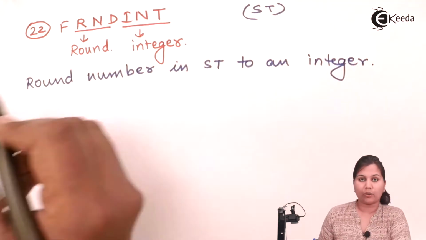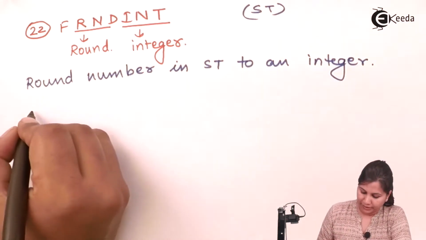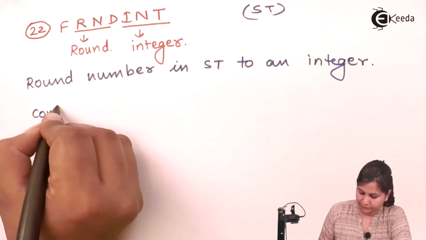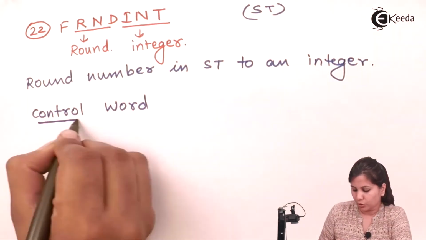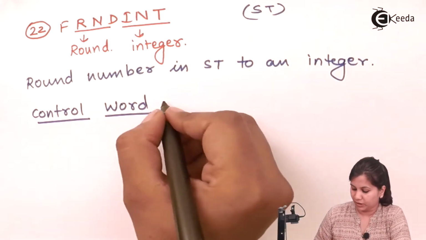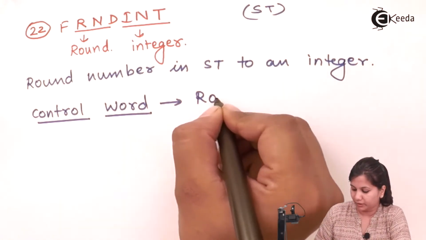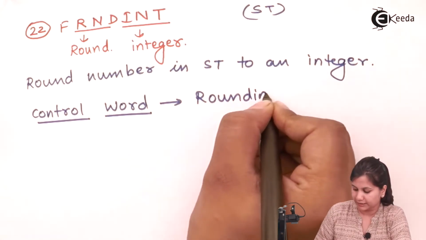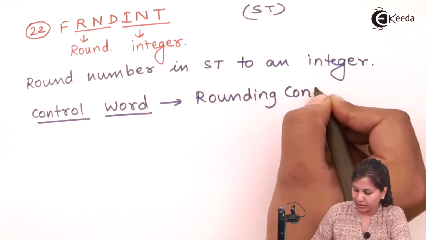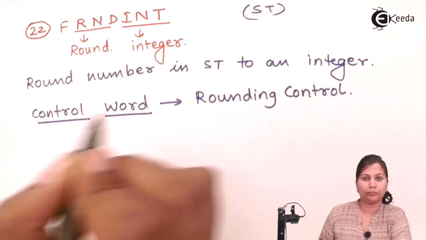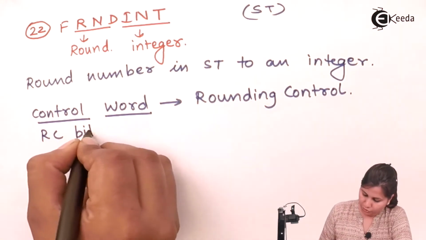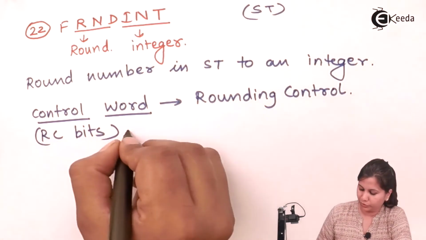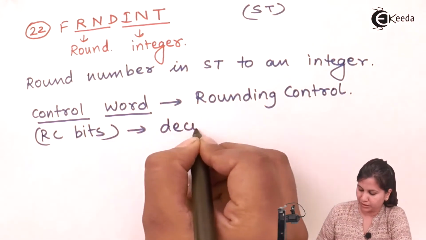Now how is this rounding off decided? The control word of 8087 provides the rounding control, that is RC. In that, we have the round control bits, that is, RC bits. So these RC bits are going to decide the rounding of this number.